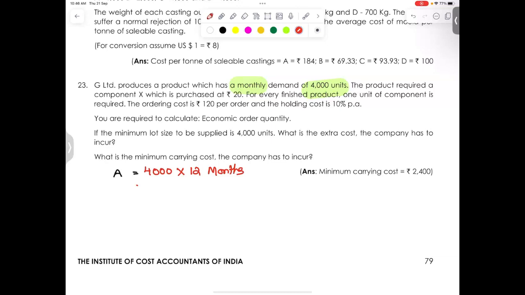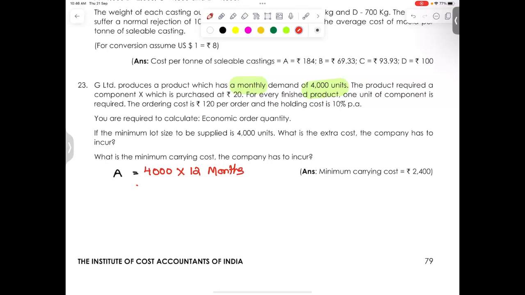Now, please listen very carefully. Beta, this 48,000 is not the raw material, it is the finished goods. And we will sell 48,000 finished goods. Please read out this line very carefully. G Limited produces a product.